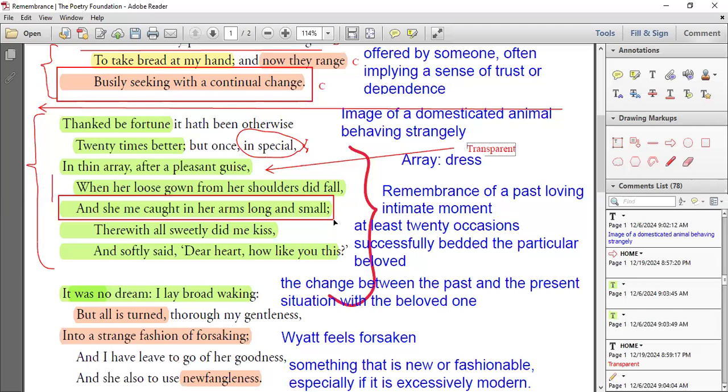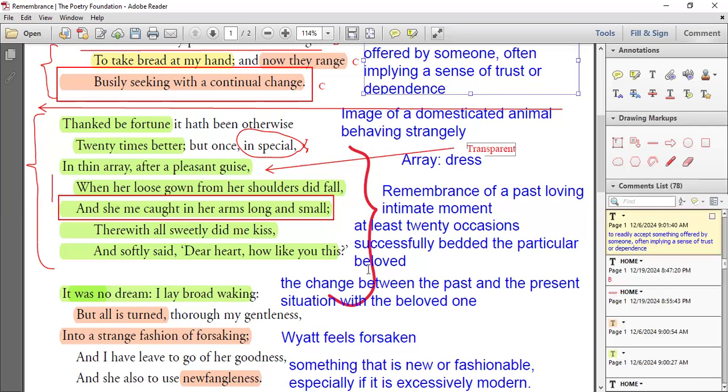She kissed me. And she asked very softly, dear heart, how like you this? How do you like this? Do you really love it? Thus she was making me happy by giving herself fully to me. I was fortunate, but now I am unfortunate.